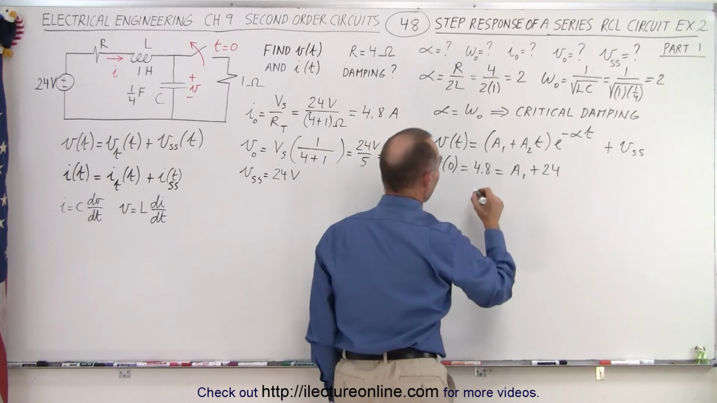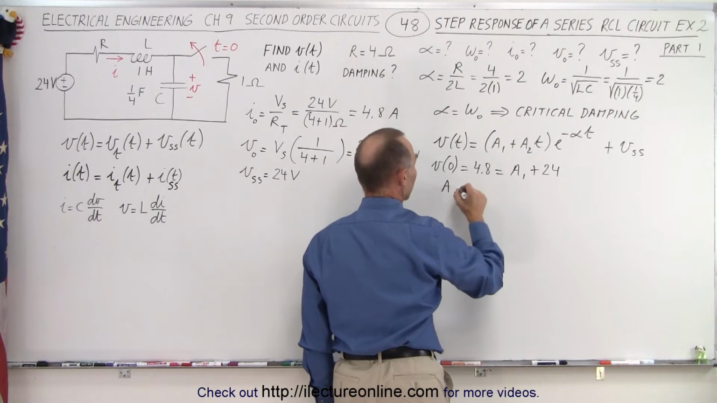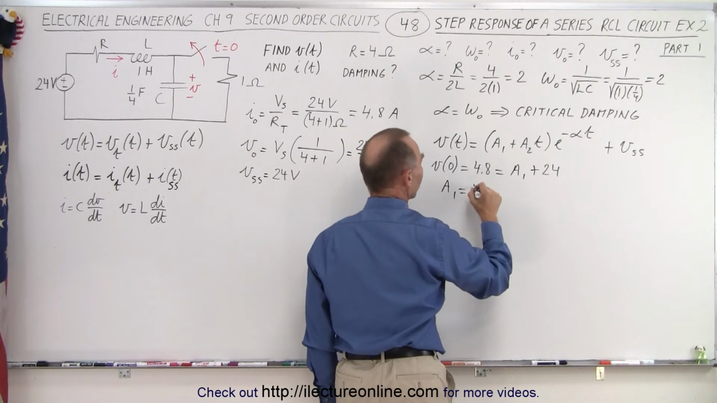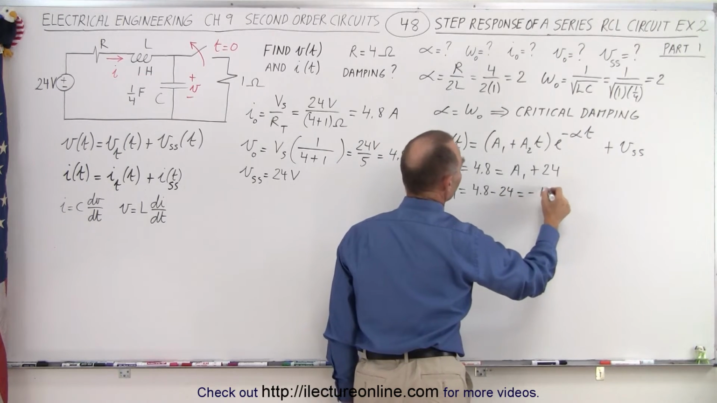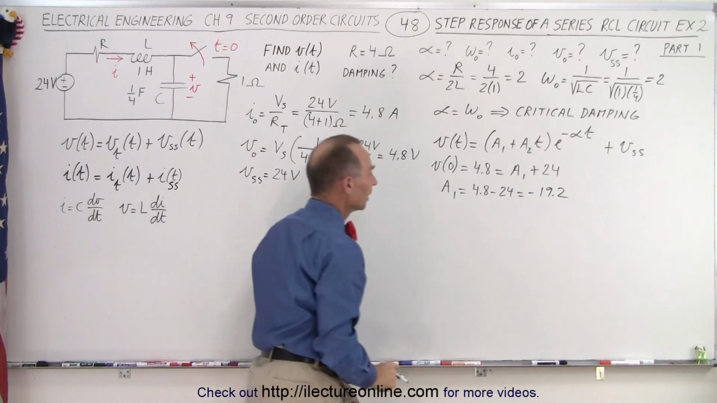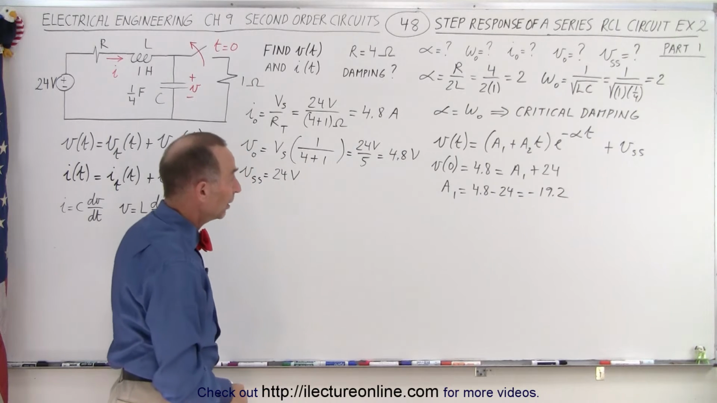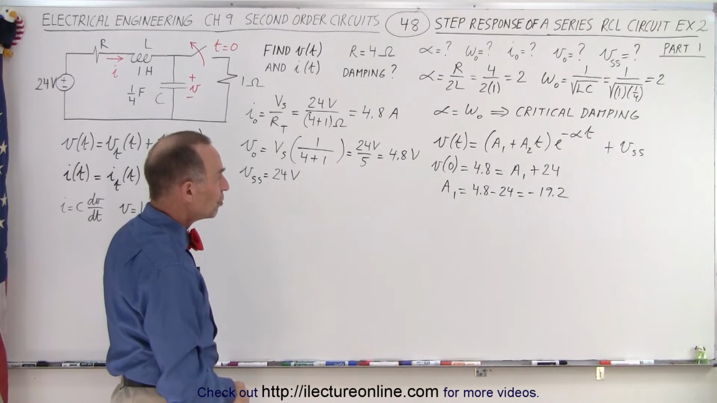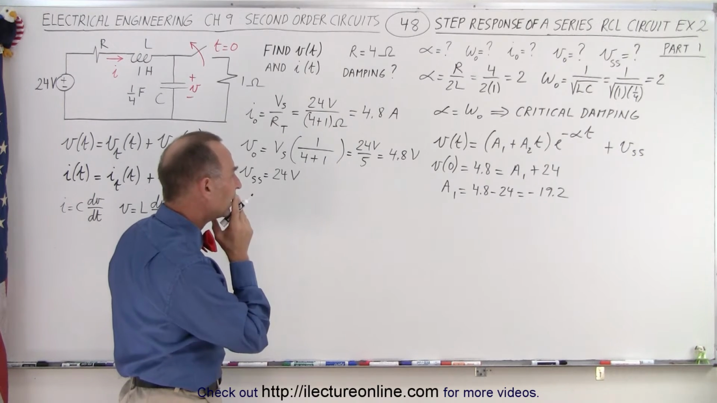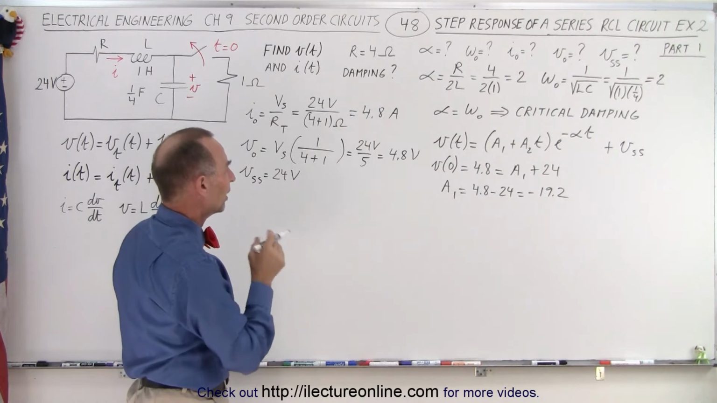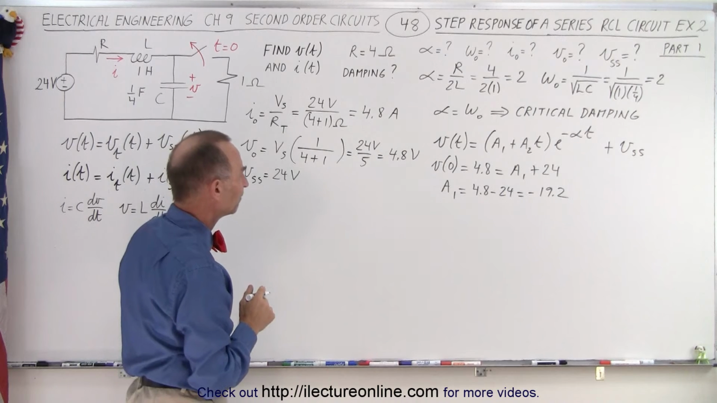So that means that A1 is equal to 4.8 minus 24, which is equal to minus 19.2. So now we found A1. How do we find A2? Well, we can do that by probably finding the derivative of that voltage. So what happens when we take the derivative of that?